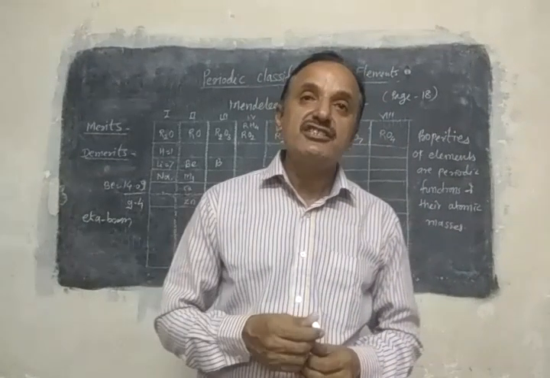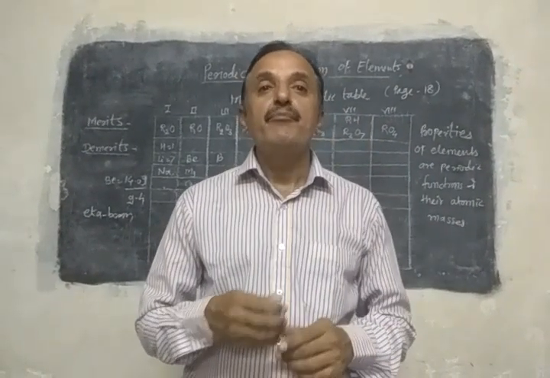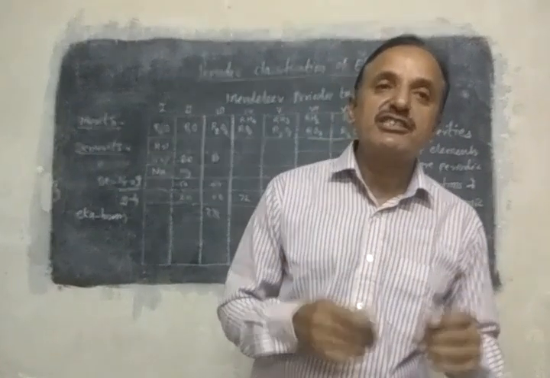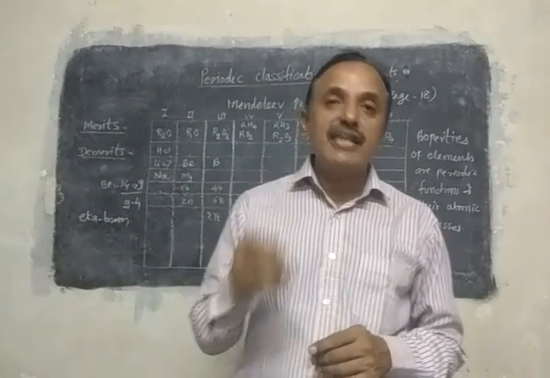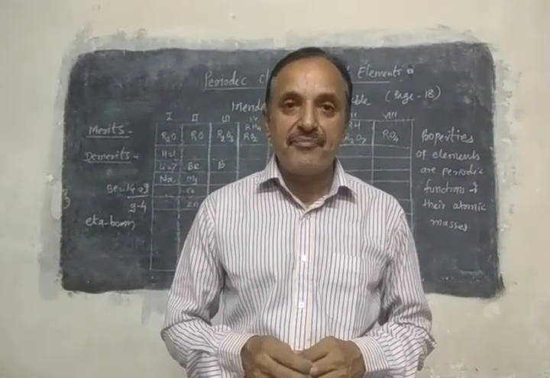So after this, the new scientist, Mendeleev, made a table. He arranged the elements in that table. That table is called Mendeleev's periodic table.